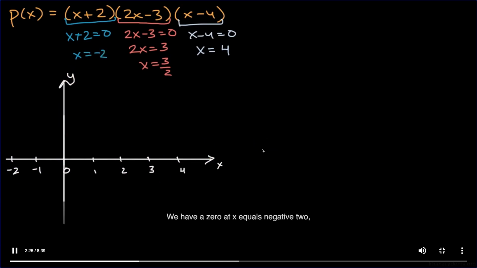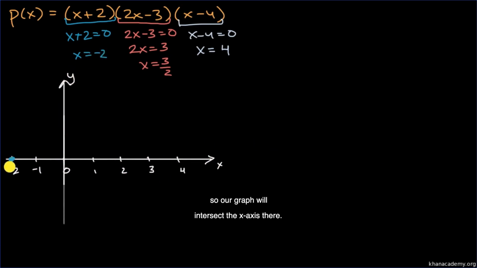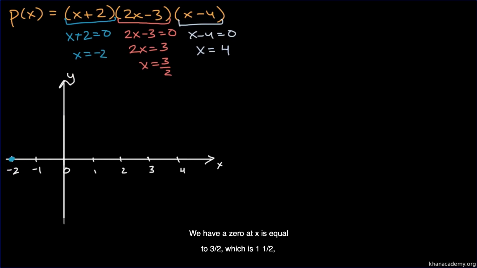We have a 0 at x equals -2, so our graph will intersect the x-axis there. We have a 0 at x is equal to 3/2, which is 1.5, which is right over there. And we have a 0 at x equals 4, which is right over there. And so we have several candidate intervals.